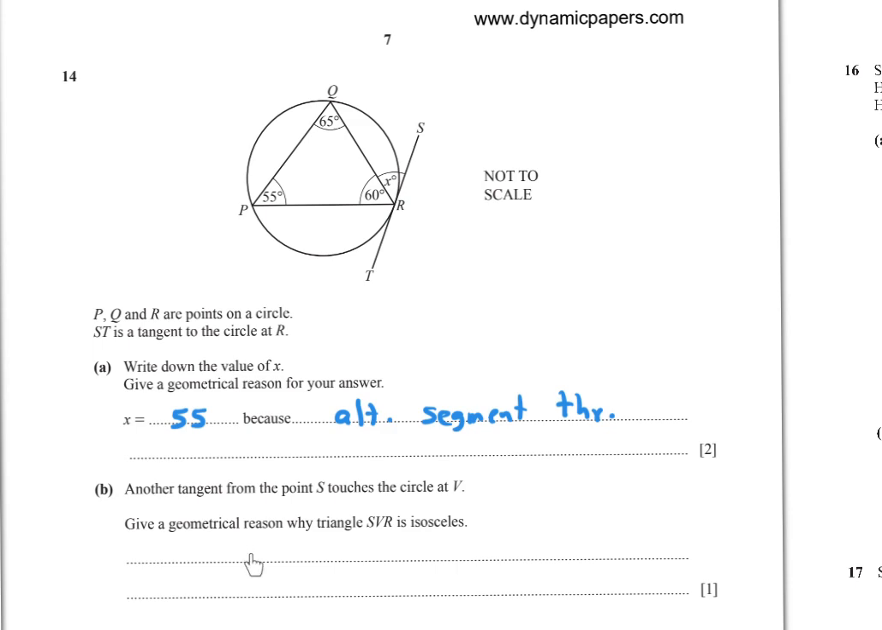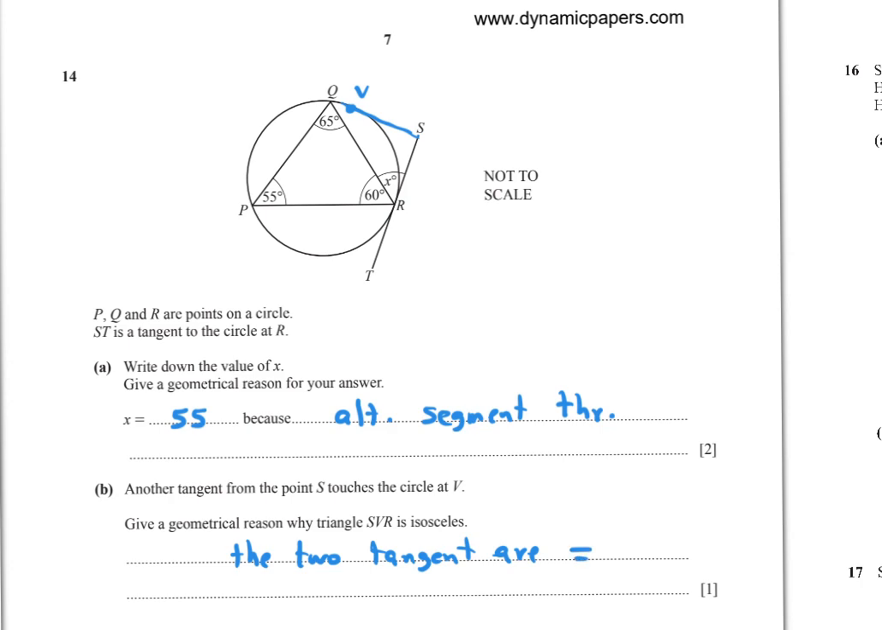Because the two tangents from the point outside the circle are equal. If we draw a tangent to the circle from the point S, touching the circle at V, the triangle VSR is isosceles because the two tangents are equal in length.